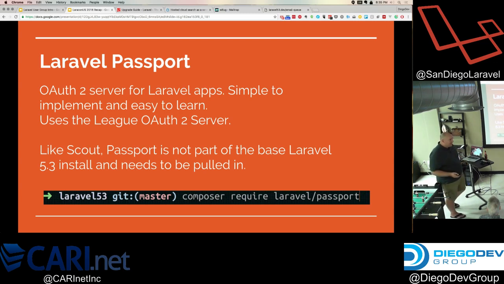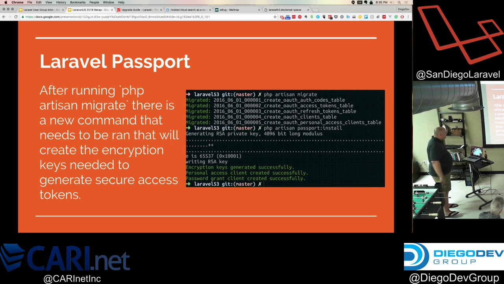Much like Scout, it's not part of the base install. You have to do a composer require Laravel Passport. After running that, you do a PHP artisan migrate. This is very important because it's going to add a bunch of stuff for your OAuth. It needs to be run. This will also create encryption keys needed and generate secure access tokens, what you see happening down here. It creates some encryption keys, some personal access tokens, all sorts of fun stuff.